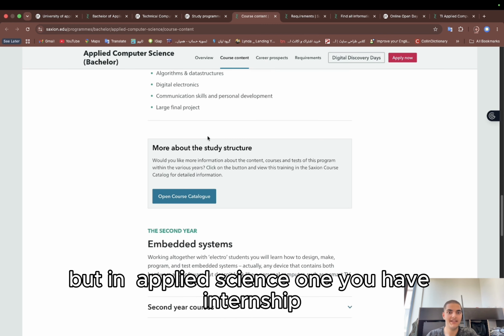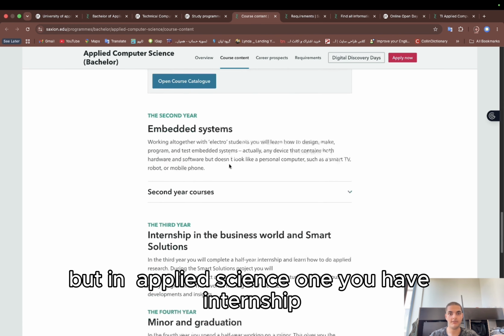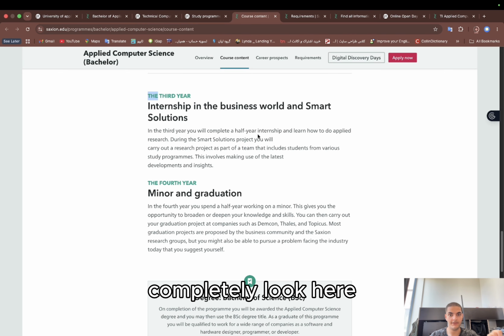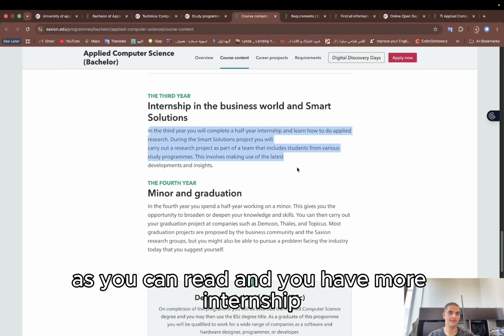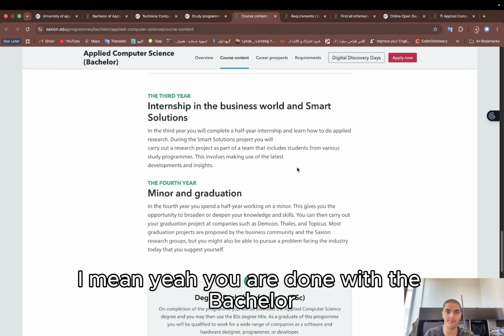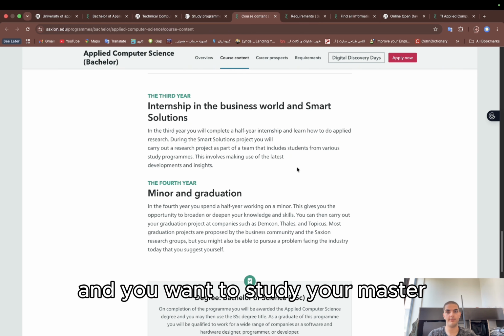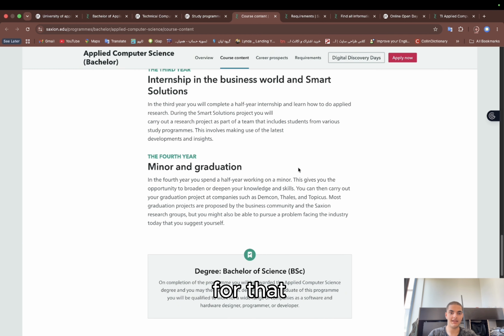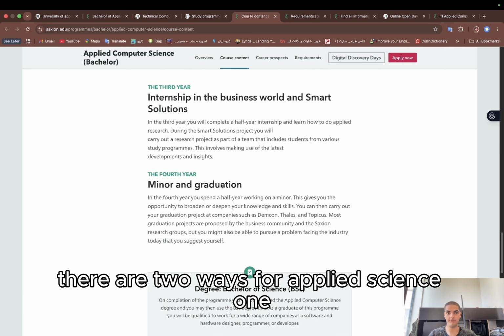But in applied science one, you have an internship in the third year completely. You here, as you can read, and you have more internship. And what about the future studies? I mean, you are done with the bachelor and you want to start your master and even your PhD. For that, there are two ways for applied science one.